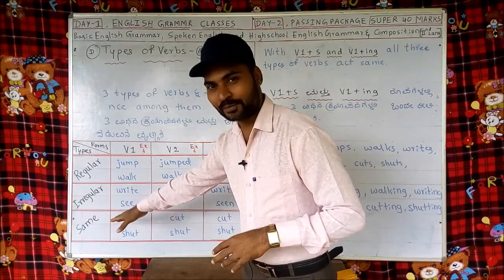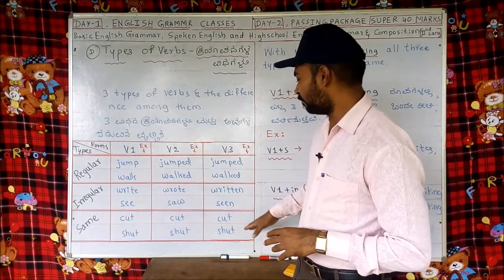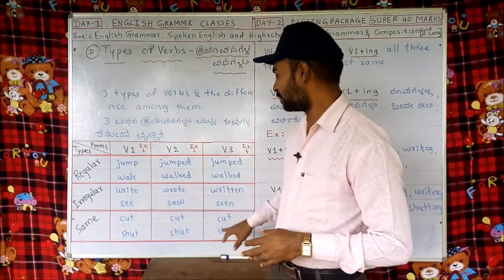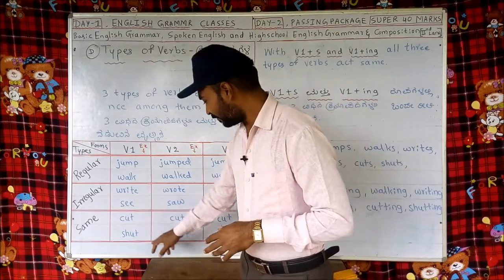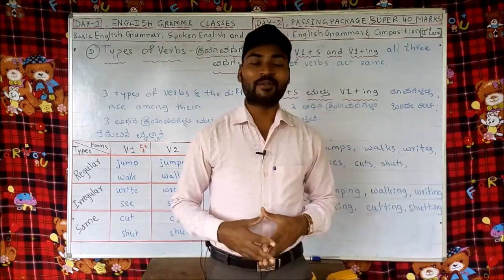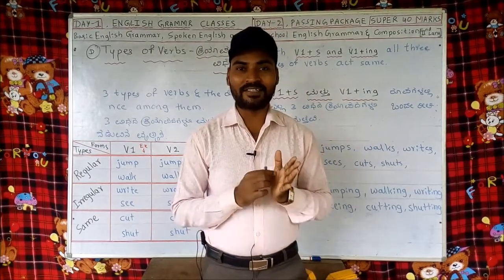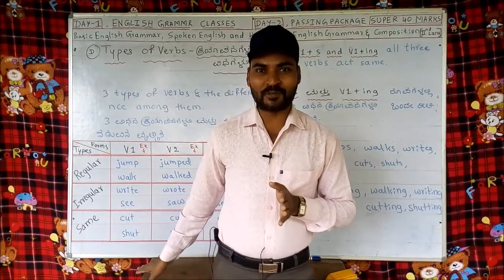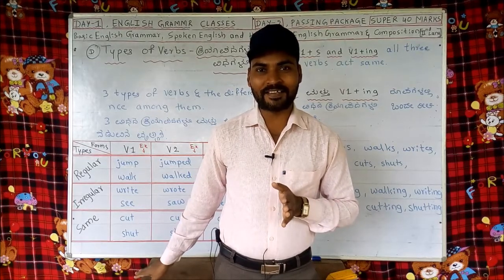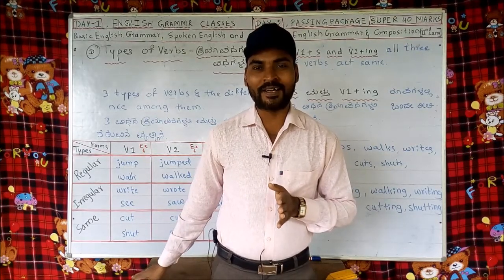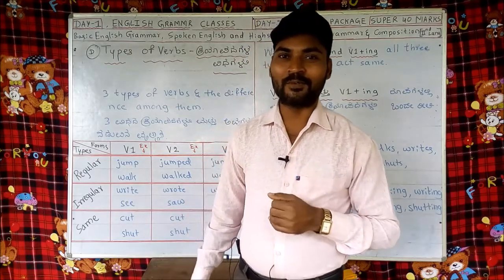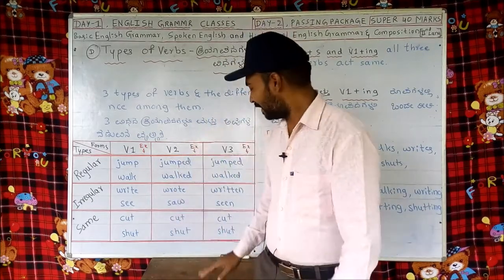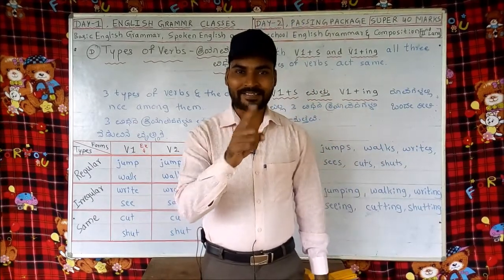Then the same kind of verbs. In all the three forms, V1, V2, V3, they are the same. See here: cut V1, cut V2, cut V3. Shut V1, shut V2, shut V3. So while using tenses, if I mention V3 and give you the verb shut and ask you to use it in the present perfect tense, thinking that in present perfect tense we should use V3, we should not use the verb shut as shutted, or cut as cutted. That will be wrong. In V3, these forms of the verbs remain the same.